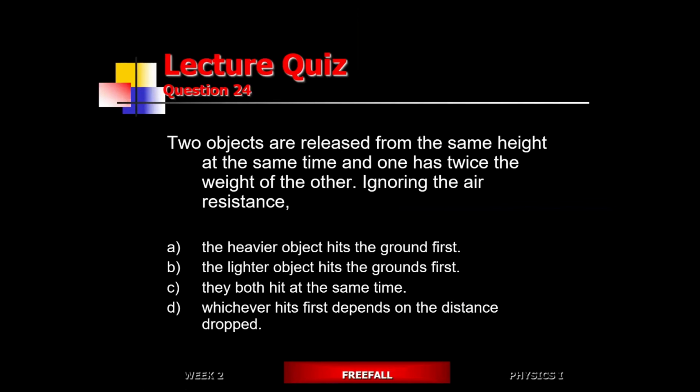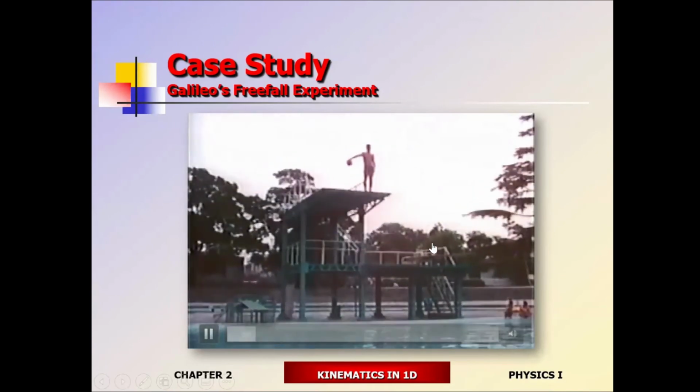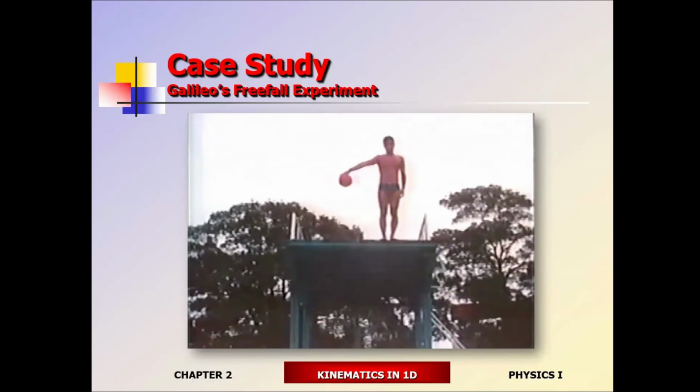All right, so the weight doesn't matter, which means that both objects will hit the ground at the same time. So C is the best answer. Give yourself 5 points for that one. All right, so for relatively heavy objects, for relatively short distances, air friction is negligible.